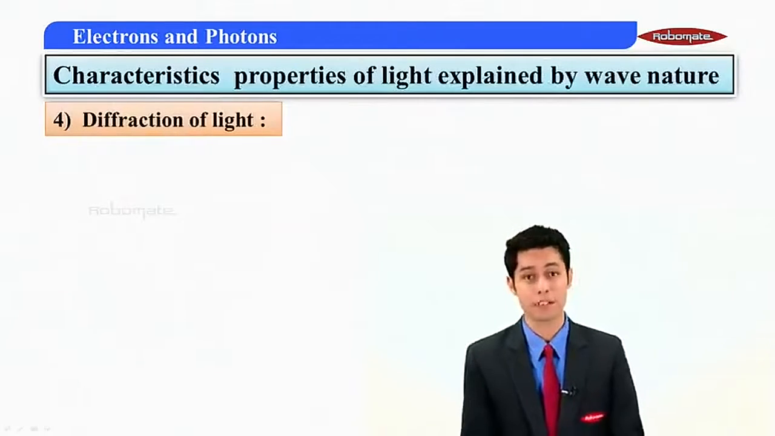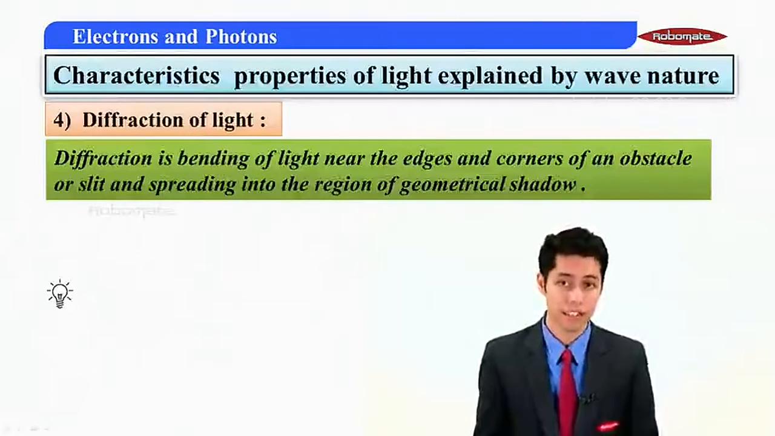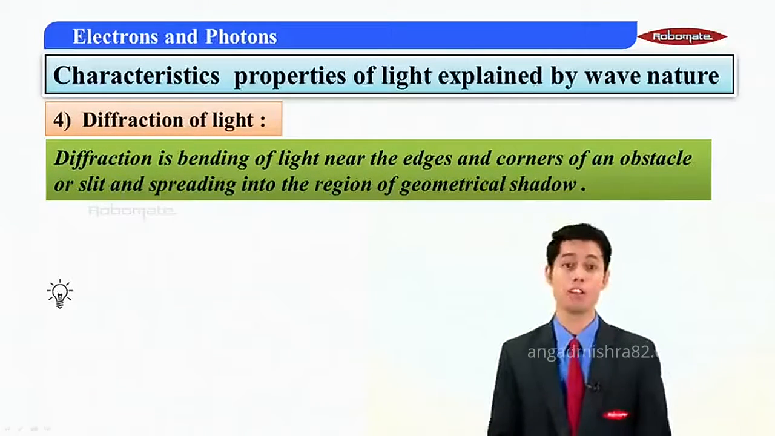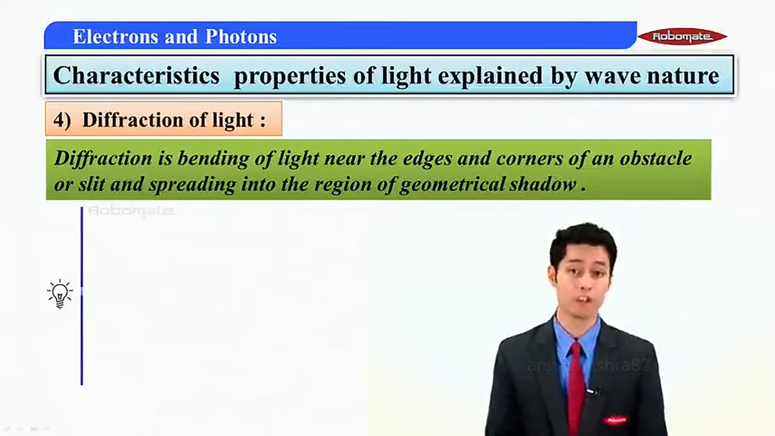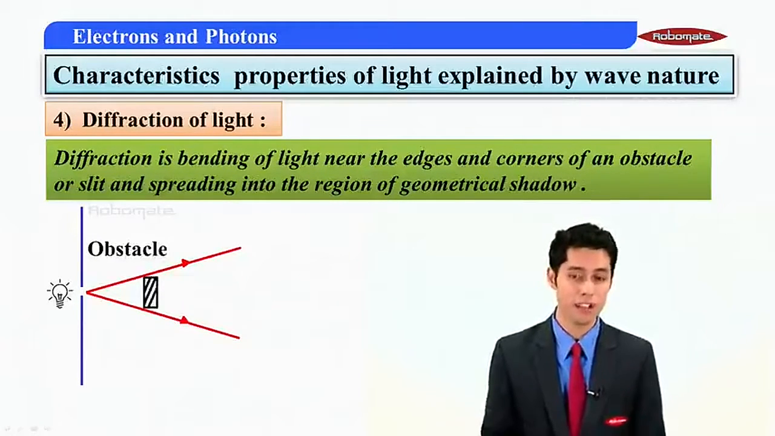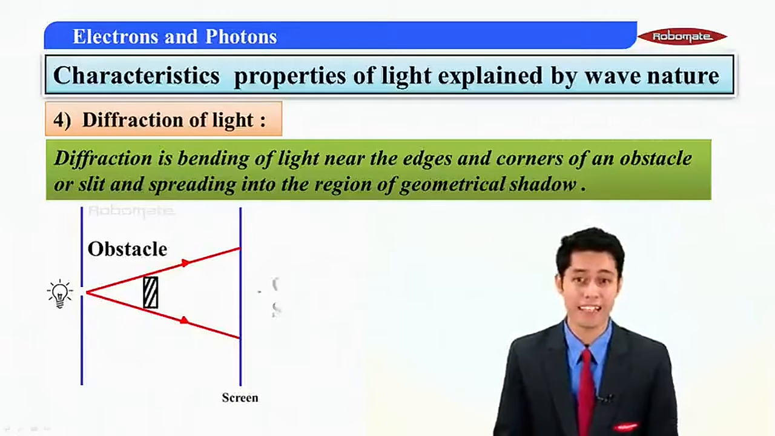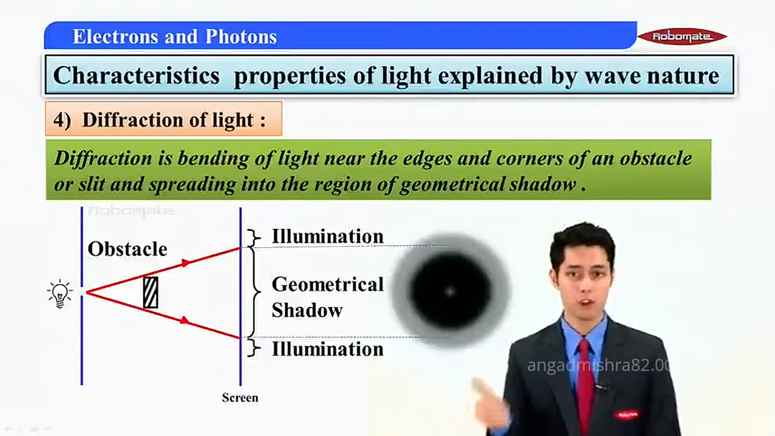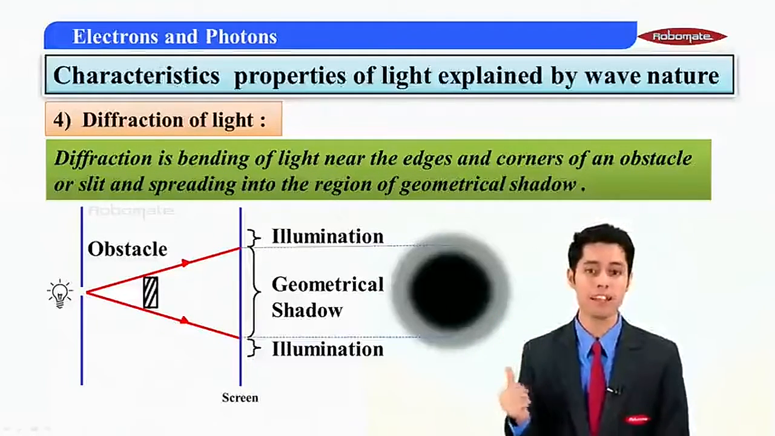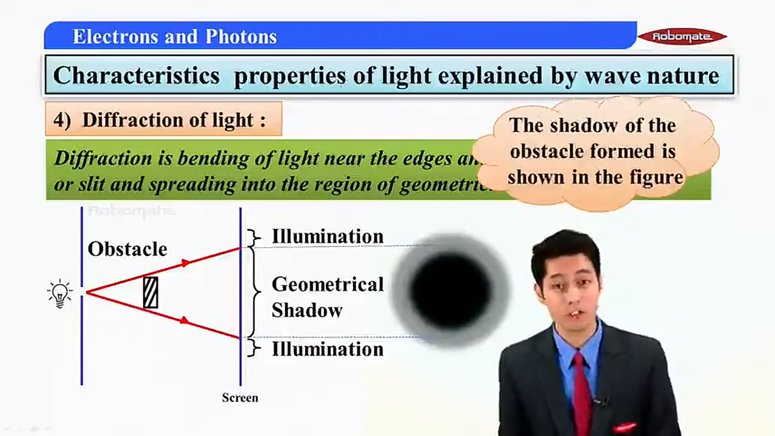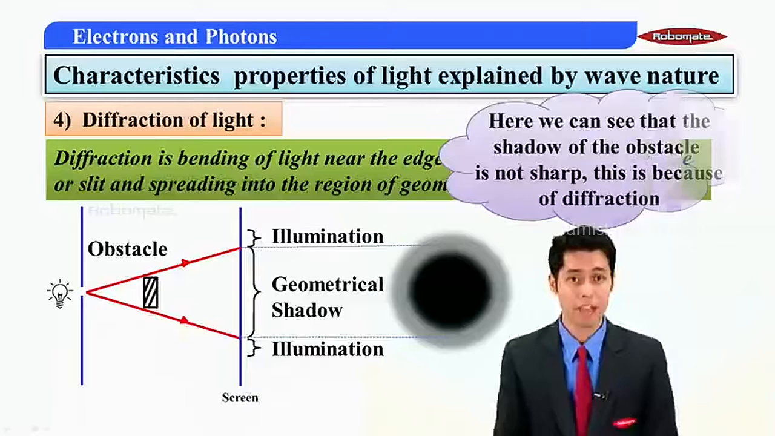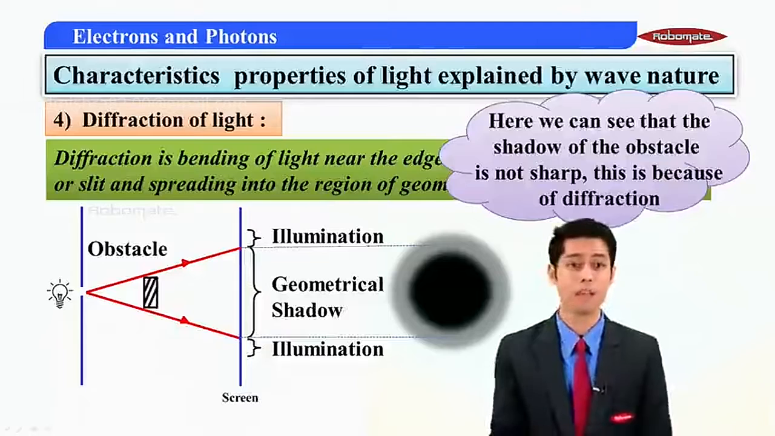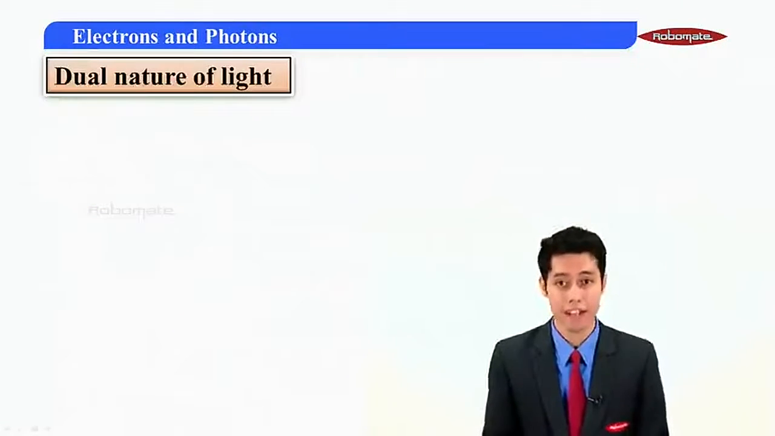There was also one more characteristic property called diffraction of light. Diffraction of light is the bending of light rays near the edges or corners of an obstacle, spreading into the region of geometrical shadow. You can see this light source meeting the obstacle and the light ray getting spread, which causes the geometrical shadow. We must know that this geometrical shadow has illumination at the edges, which shows that the light ray actually bends. Here we can see that the shadow of the obstacle is not sharp, and hence there is a phenomenon called diffraction.